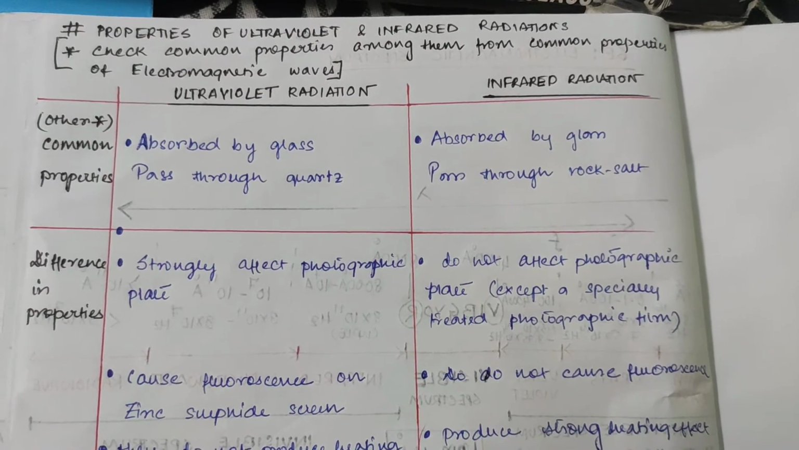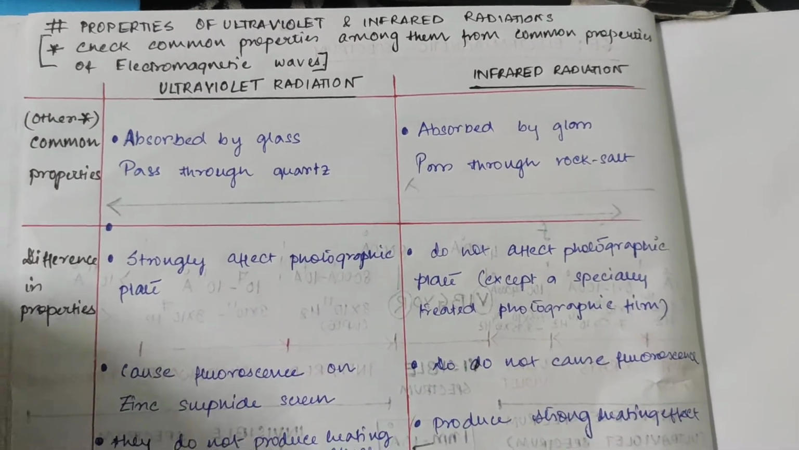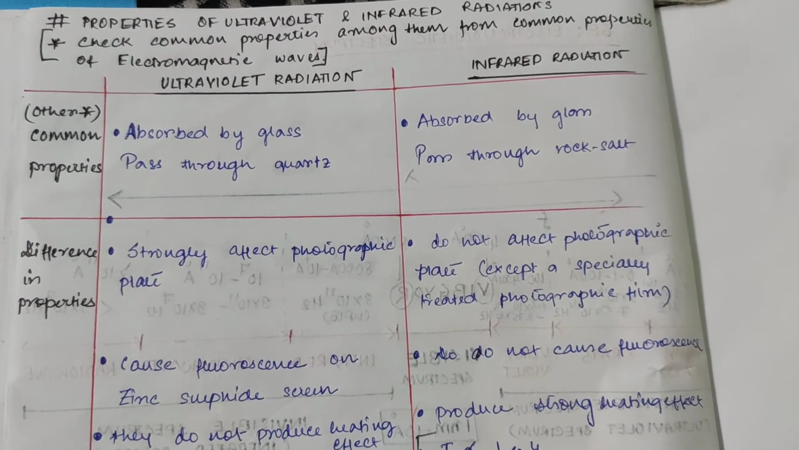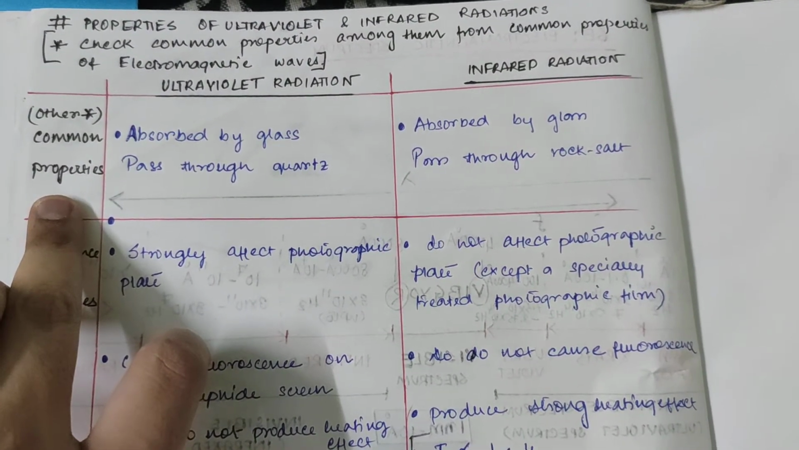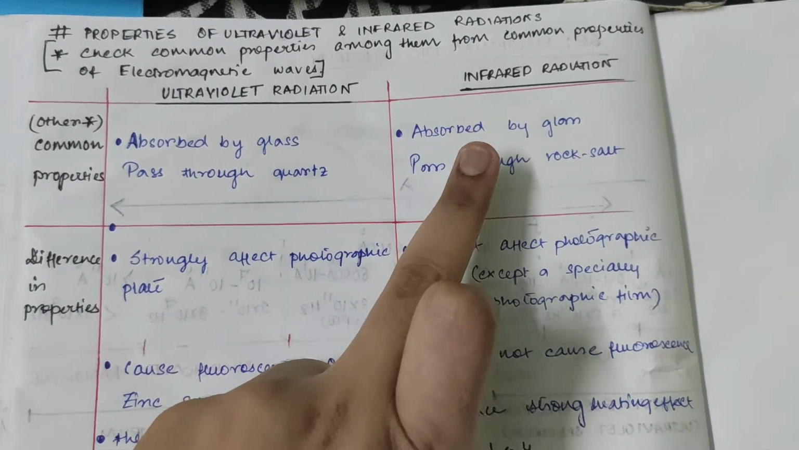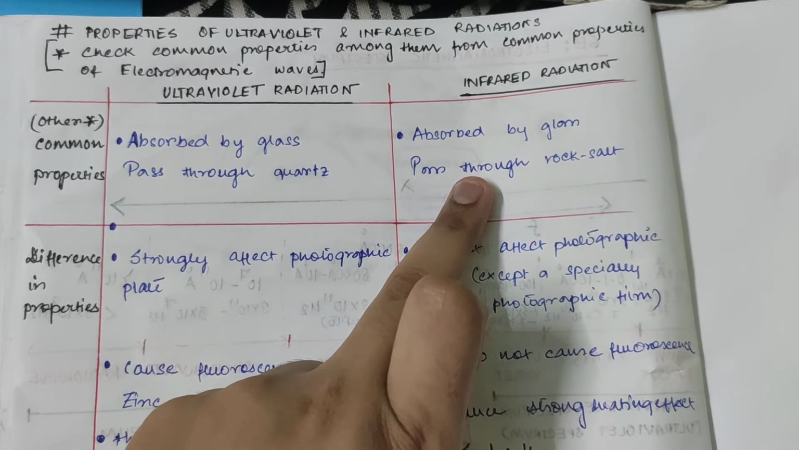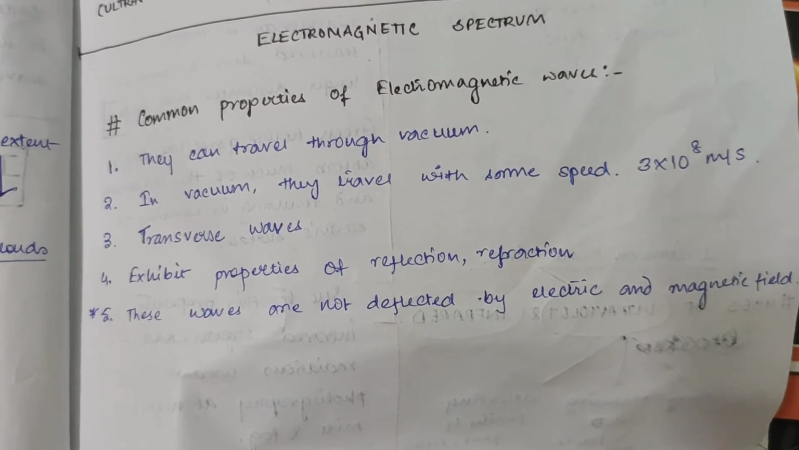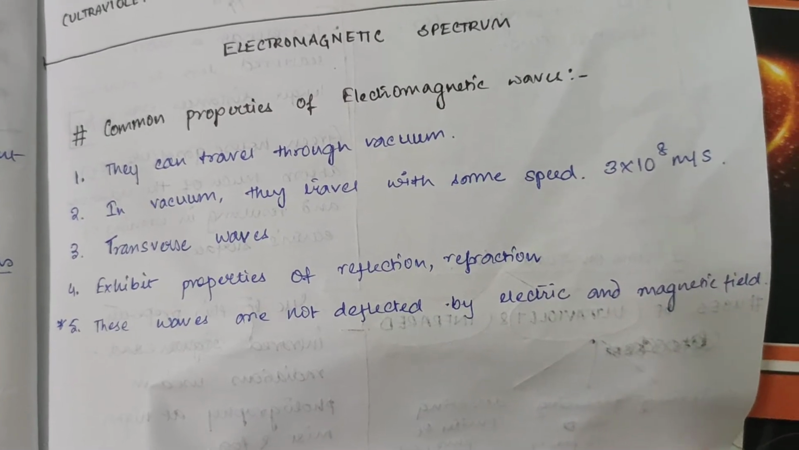Now let's look at some properties of ultraviolet and infrared radiations, important for this chapter. I have written some common properties. First of all, if you get a question in the exam to mention some common properties between ultraviolet and infrared radiation, some of the common properties which are already mentioned are these. Because if these are the common properties of electromagnetic waves, that means these are the common properties of ultraviolet and infrared also.